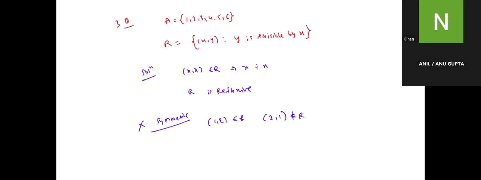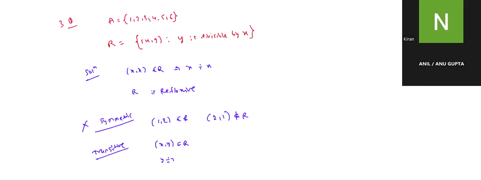Transitive. Transitive होगा because, let's take, how do you write in exam? x comma y belongs to R. What does it mean? That y is divisible by x. Then you take y comma z also belongs to R. What does it mean? So z is divisible by y. इसका मतलब x comma z belongs to R होगा या नहीं होगा?